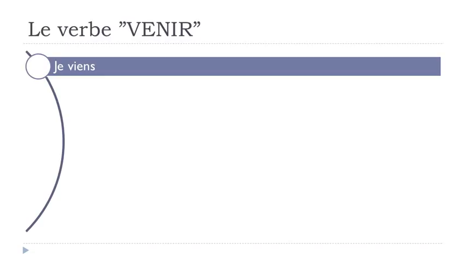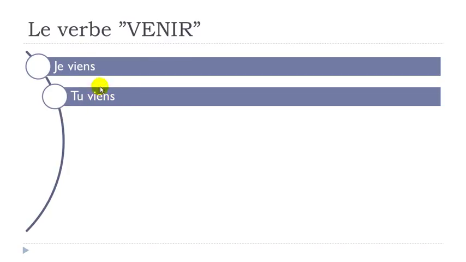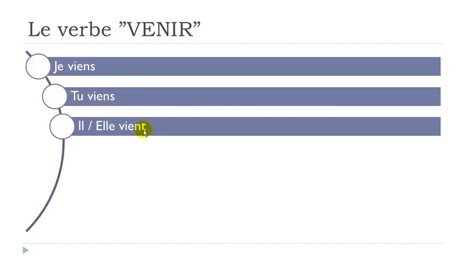So, the first form is je viens. Remember this I, viens, and then this nasal, final S not pronounced. Je viens. Tu viens. So, it's the same form, okay? Tu viens. Il, elle, vient. Final T, not pronounced, il vient, elle vient. So, if we take a second just to have a look at the je, tu, il, elle forms, they are phonetically the same. Vient, vient, vient. Okay? You write the S, S, T, but then you pronounce these forms the same way.